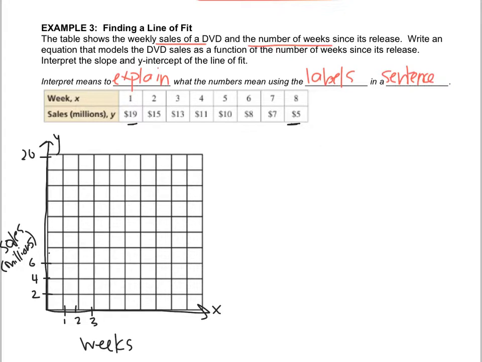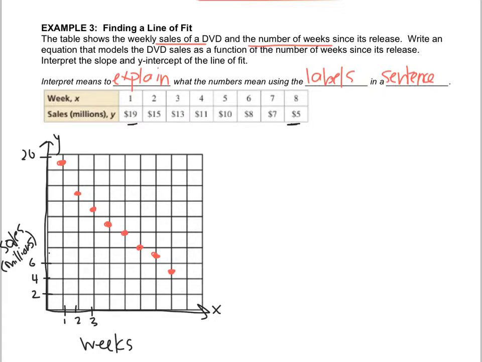So now you just plot your points. So I'll plot the first one. They're all pretty self-explanatory. 19 is right up here. So pause the video, please, and plot the rest of the dots. So then we look and we say, wow, that's really linear. So we can definitely come up with an equation.